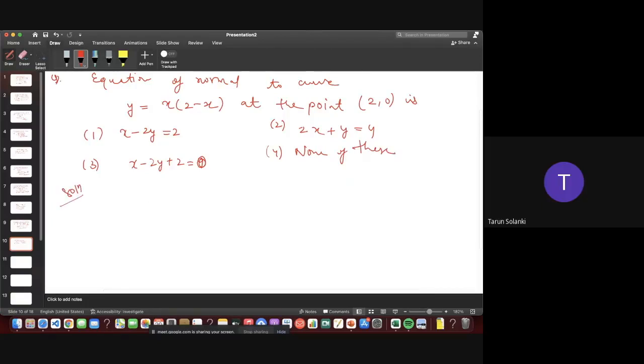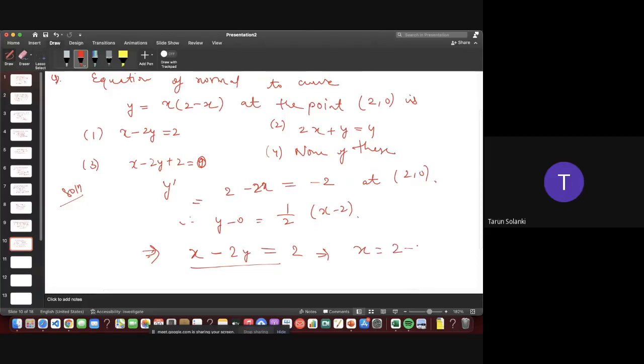Okay. So solving, we'll get y dash equals 2 minus 2x, which equals minus 2 at the point 2 comma 0, and y minus 0 equals half of x minus 2. So the equation is x minus 2y equals 2. Okay, this is our answer, which means option number 1.